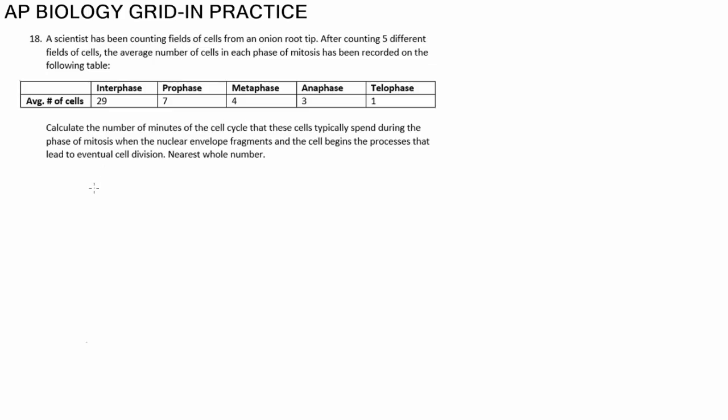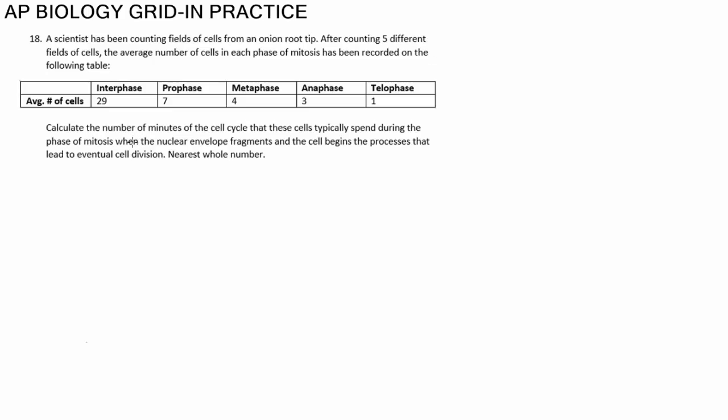Question number 18 I think was actually missing a piece of information that would be necessary in order to calculate the number of minutes. So I'm going to give you that piece of information and show you how we would use that. But basically we're looking at the tip of an onion root, which is a commonly used example for mitotically dividing cells, just because that's at the region of a plant that's obviously growing. And in this, 5 different microscope fields were counted for the number of cells in each phase, and that was recorded in this table. The part where we're lacking some information is in our ability to calculate the number of minutes of the cell cycle that a particular phase is occurring.